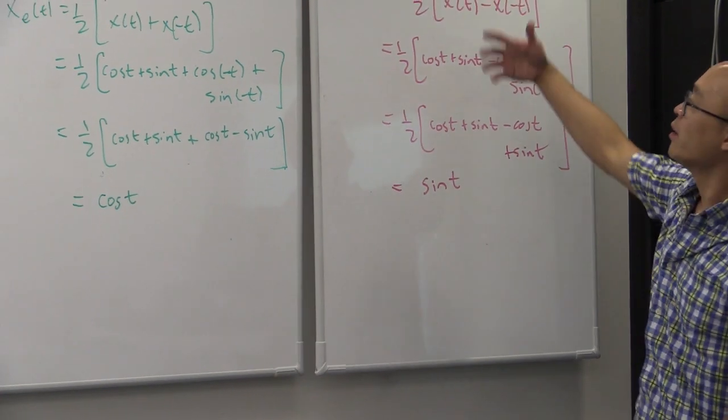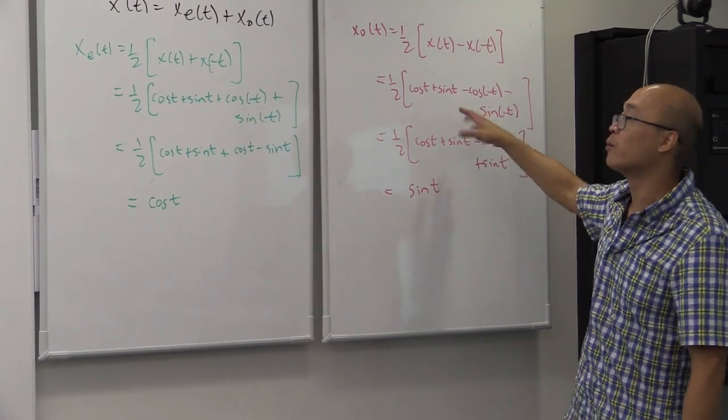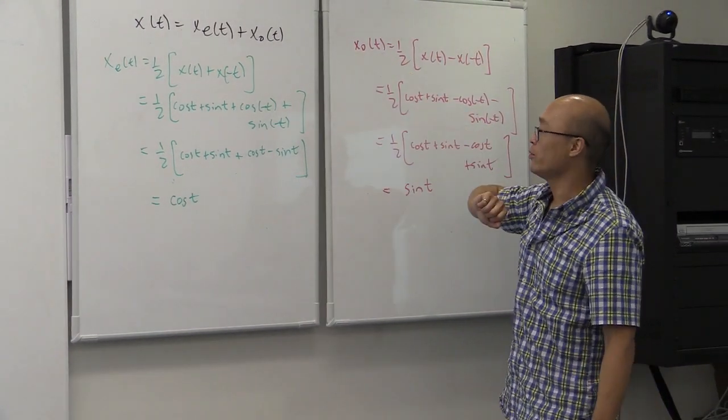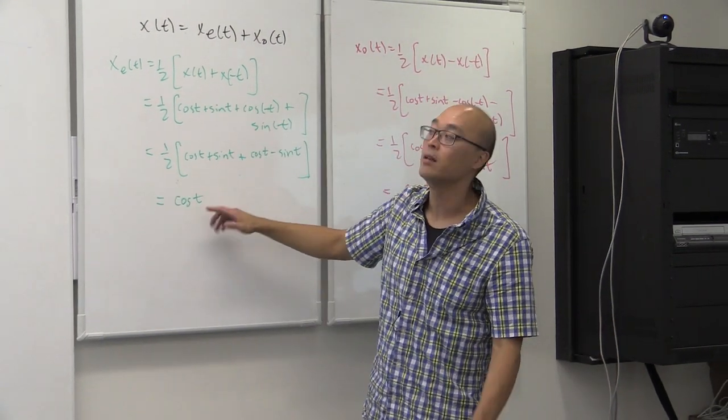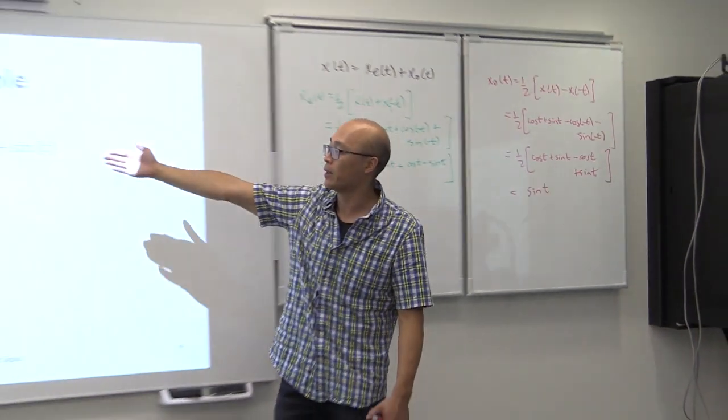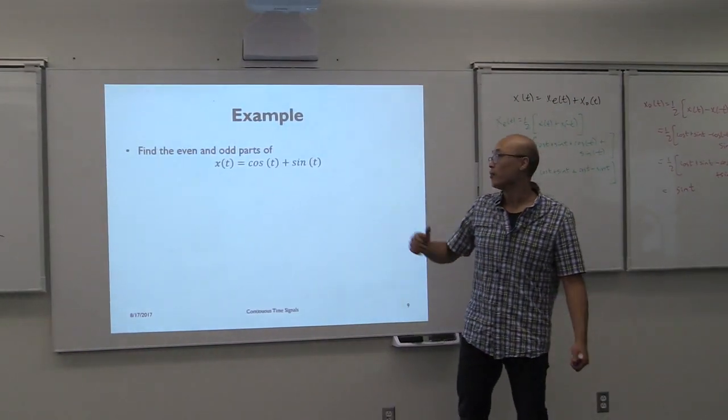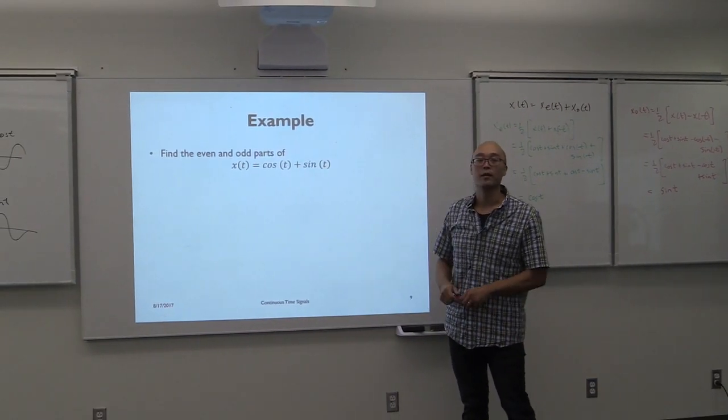So you can see that by calculation through the formal definition of x o of t, I get sine of t. By calculation through the formal definition of x e of t, I get cosine of t, which is exactly what I would be able to identify directly by inspection.